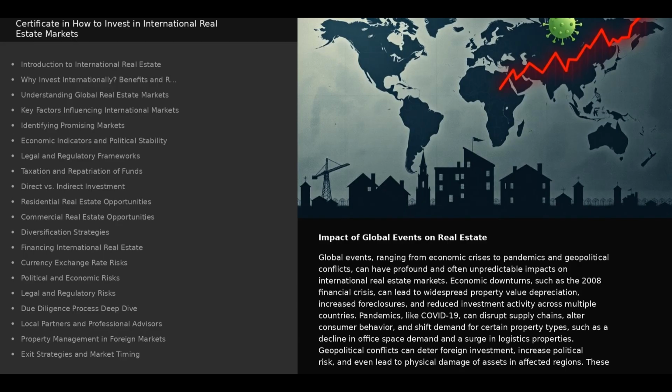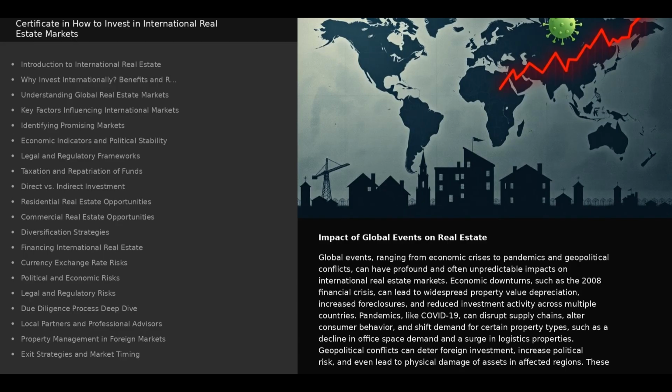such as the 2008 financial crisis, can lead to widespread property value depreciation, increased foreclosures, and reduced investment activity across multiple countries. Pandemics, like COVID-19, can disrupt supply chains, alter consumer behavior, and shift demand for certain property types, such as a decline in office space demand and a surge in logistics properties.